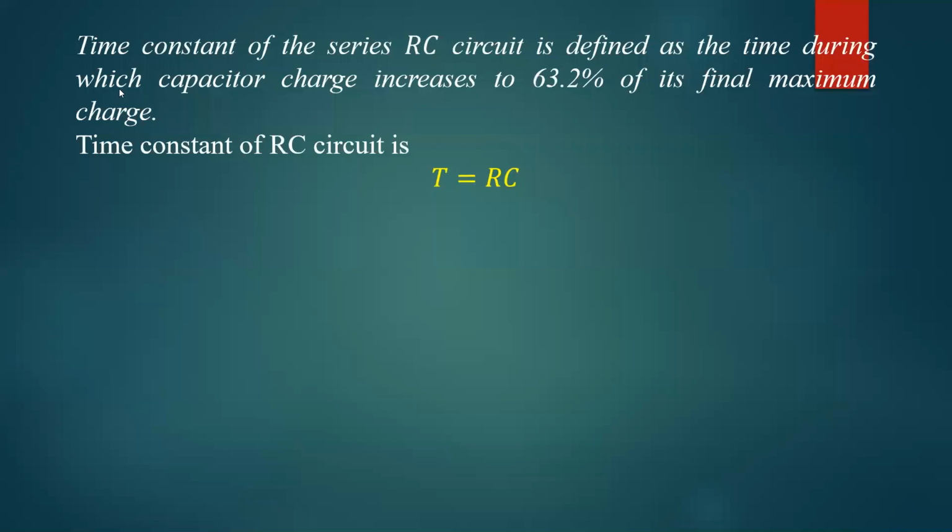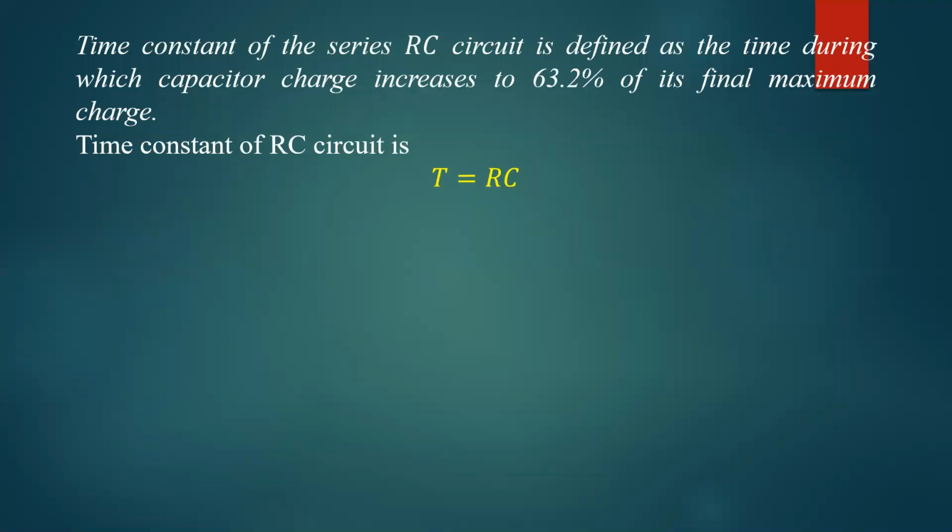Therefore, this product RC is called the time constant. How to define this time constant? The time constant of the series RC circuit is defined as the time during which the capacitor charge increases to 63.2% of its final maximum charge. So it says that the charge becomes equal to 0.632 times Q naught.